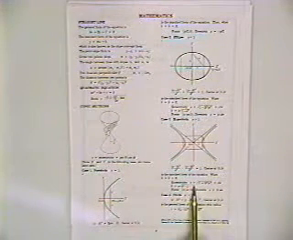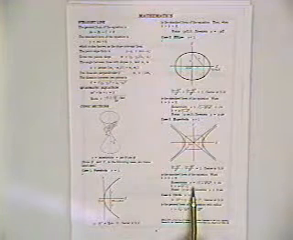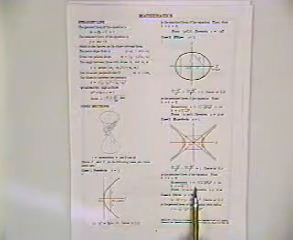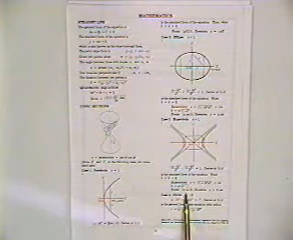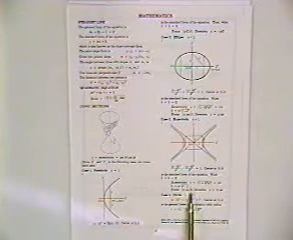There is an eccentricity associated with hyperbolas, just like there is with ellipses, and it is given by this equation, as well as the location of the foci for the hyperbola.